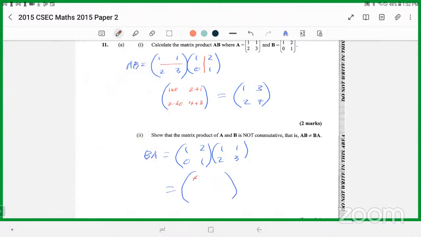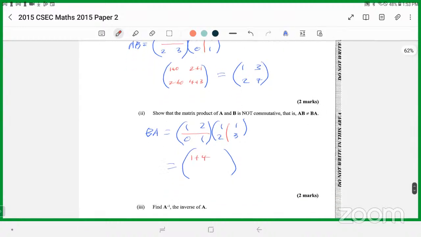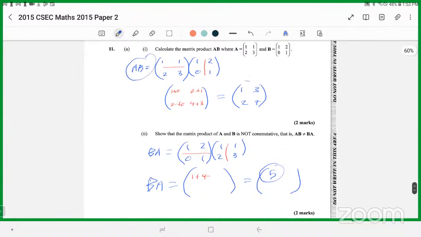So the first value here now is the first row, first column, using this row and this column. First element times first element is 1. Second element times second element is 4. And this is a 5. And this is not equal to that, because this is BA, and in BA the first value is a 5. But in AB, the first value is a 1. So that's how I would say it.